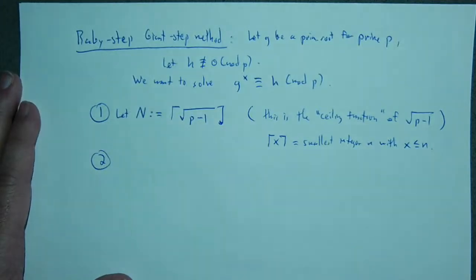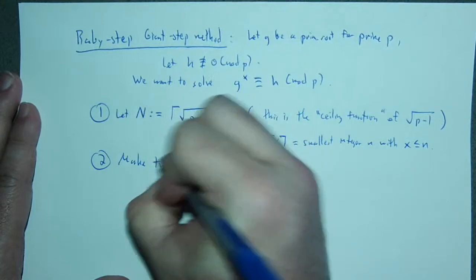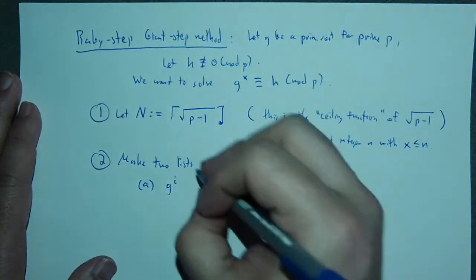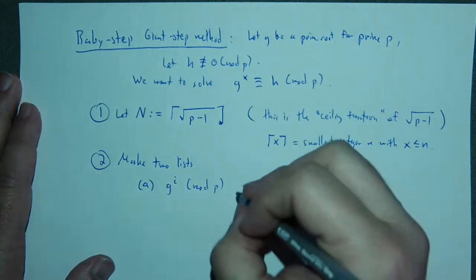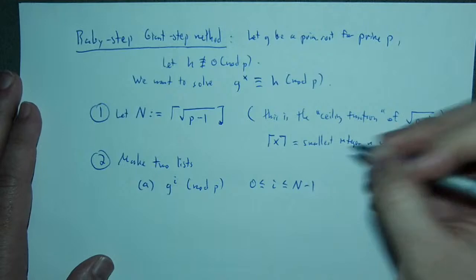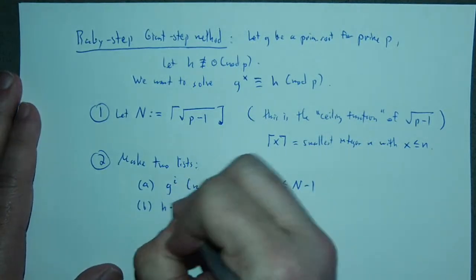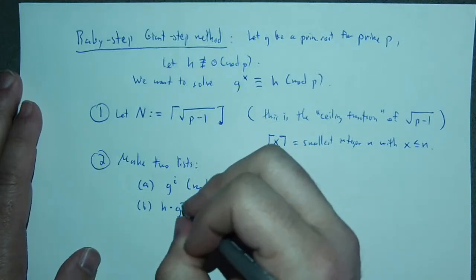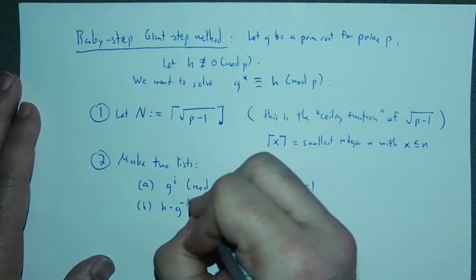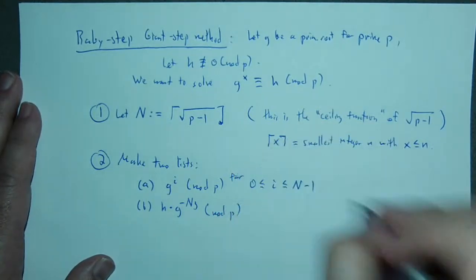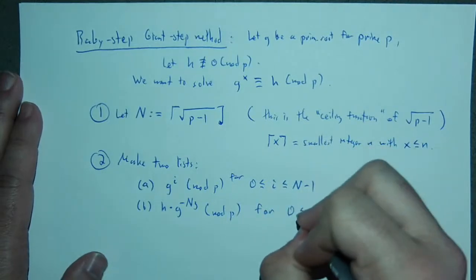So once we've computed that, then we make two lists. This is the meat of the process. Okay, the first list is the baby steps, and the second list is the giant steps. So the first list is g^i mod p, where you let i go from 0 to big N minus 1. And your second list is h times g^(-Nj) mod p, for j between 0 and N minus 1.